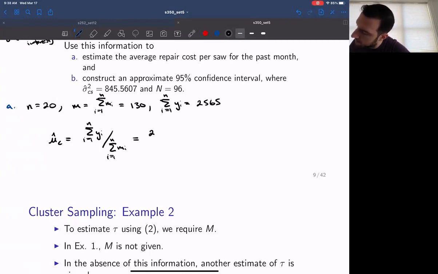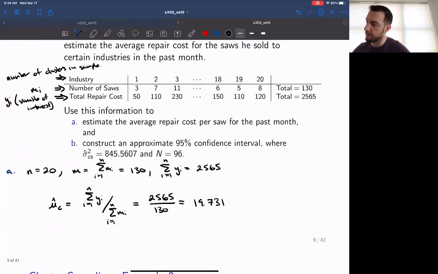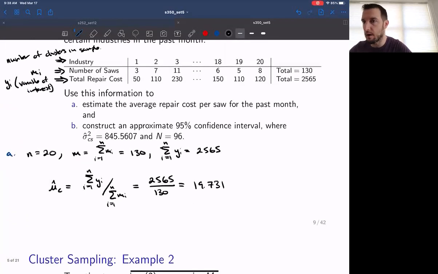So that's going to be 2,565 divided by 130, and that gives us 19.731. It's a pretty straightforward estimation process. The only tricky part is making sure we understand what's being presented to us in the problem.